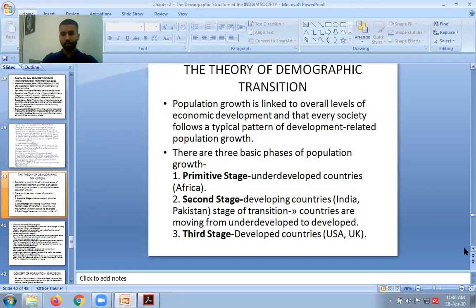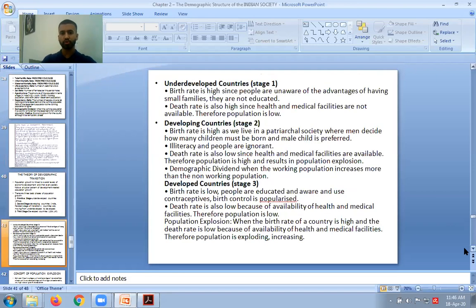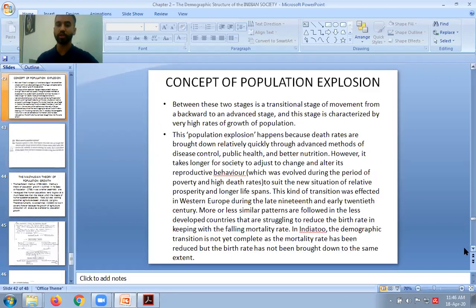Okay, underdeveloped societies or countries, developing societies or countries, and stage three is developed societies, right? Okay, so the concept of population explosion. Remember that the concept of population explosion comes from the second phase, in which we talk about the developing society, in which we talk about developing countries like our own nation, India.